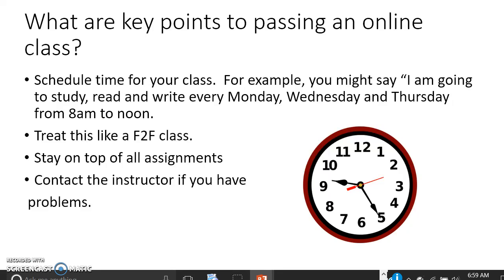So you might want to schedule time in your day every Monday, Wednesday, and Thursday from 8 a.m. to noon in order to study, read, and write for this class. Or you might want to give all day Saturday to this class. Whatever you decide to do, you need to actually block out that time on your calendar just as if this were a real class in a classroom. By doing that, it's going to help you stay on top of all of your assignments.